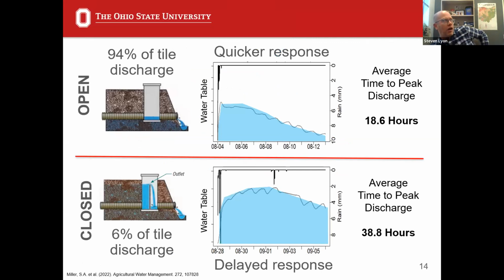Looking in general then across the entire period, looking at the hydrological response as well, we characterized the whole system as being either open or closed. And how did the system respond? Well, over the period of time we looked at, about 94% of the discharge from that tile drainage happened during that open period, which makes sense. When it's closed, not much water leaves that tile drain. About 6% of all the water left during the period where the system was closed. That makes sense.